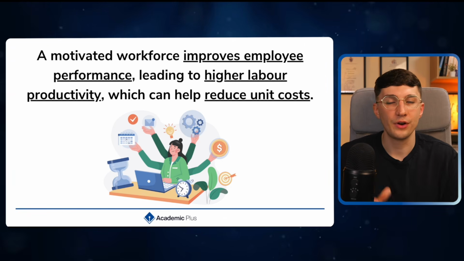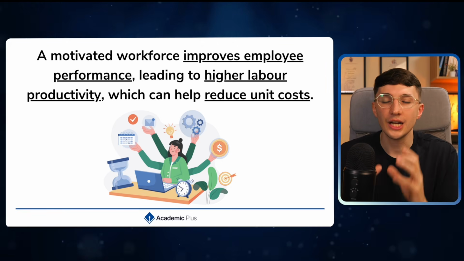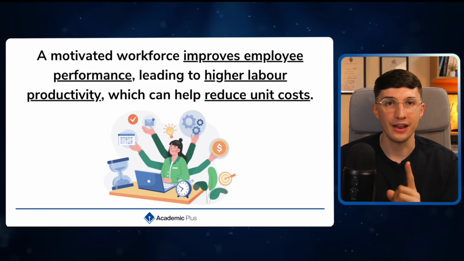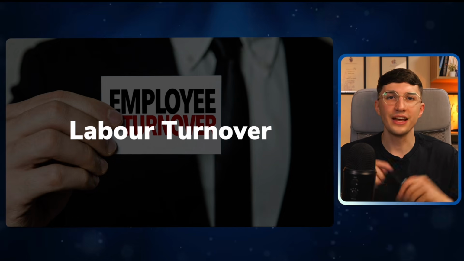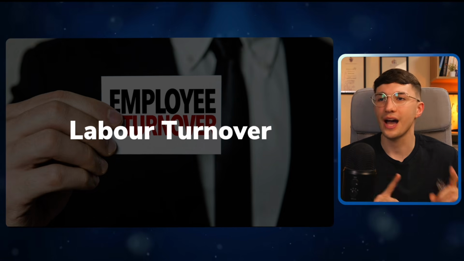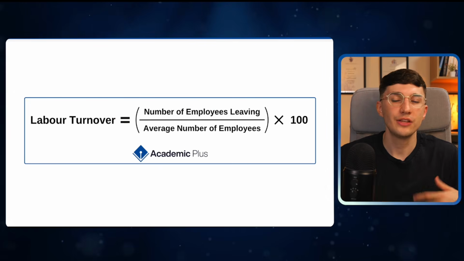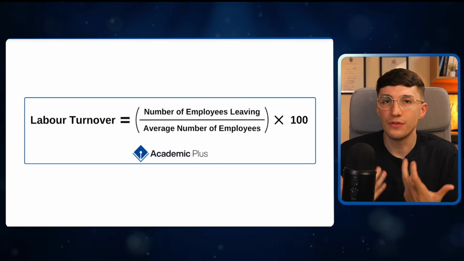And if your labour productivity levels are going up, this is a clear indicator that the business is operating more efficiently, which can help reduce the unit costs. The next HR performance metric that we want to look at will be the labour turnover. Now, labour turnover is the rate at which employees are leaving the company.